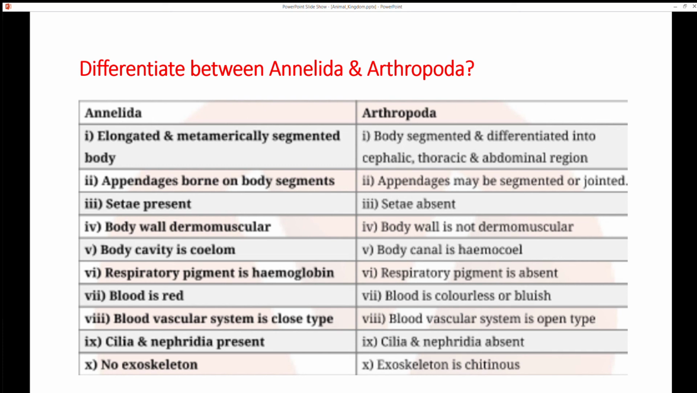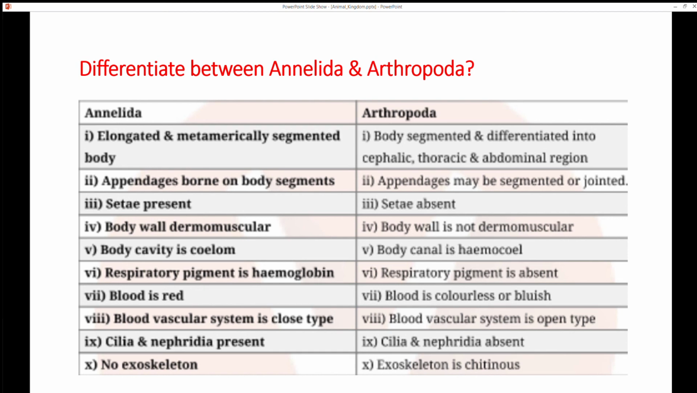That is why in Arthropoda it is an open vascular system. Here the blood vascular system is closed type, whereas in Arthropoda it is open type. There are no blood vessels in Arthropoda, whereas in Annelida there will be particular blood vessels like arteries and veins, like us. So the blood vascular system is closed type.